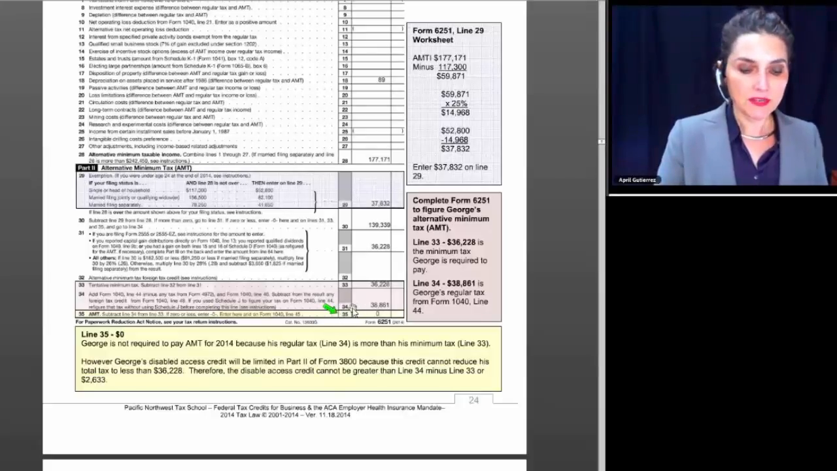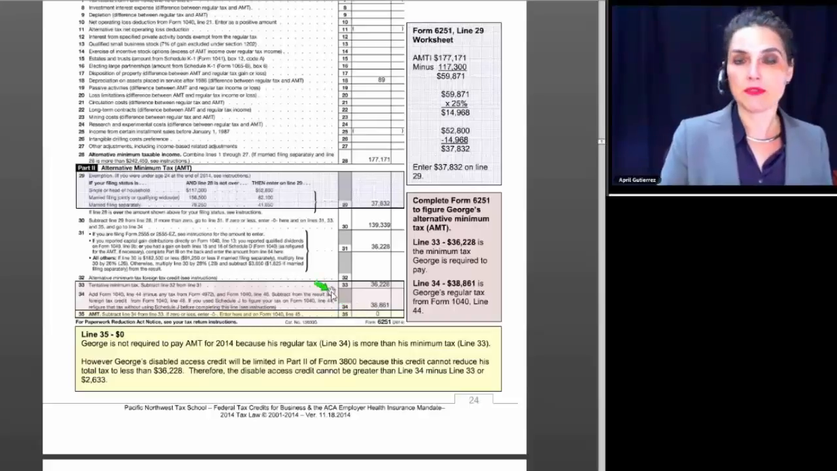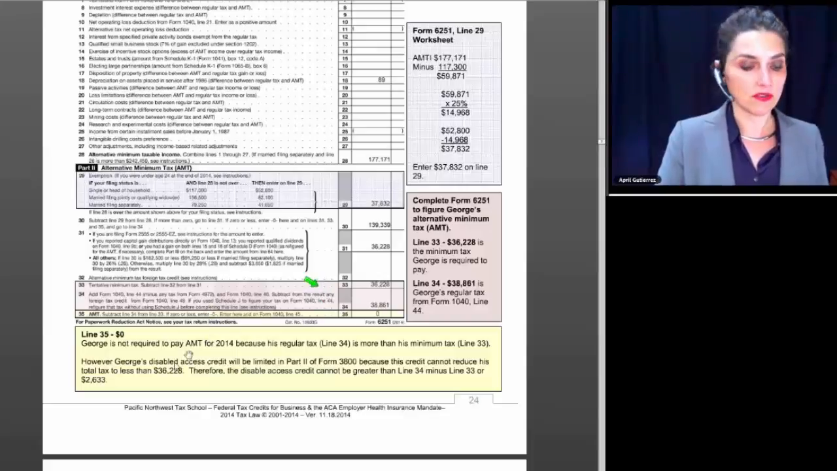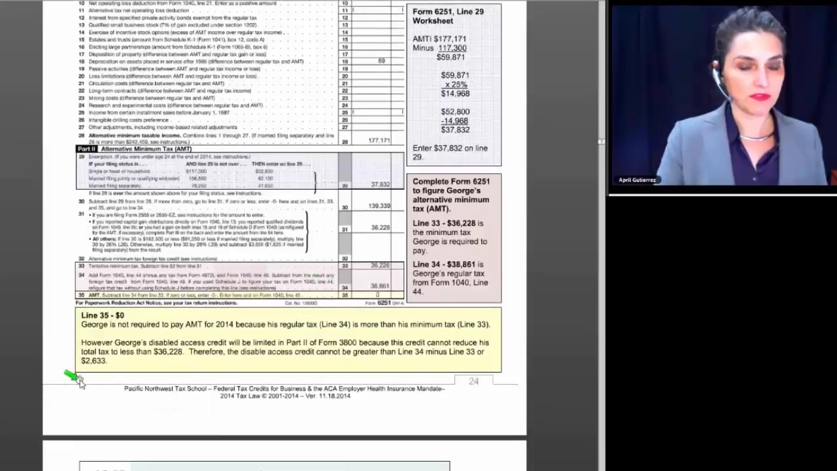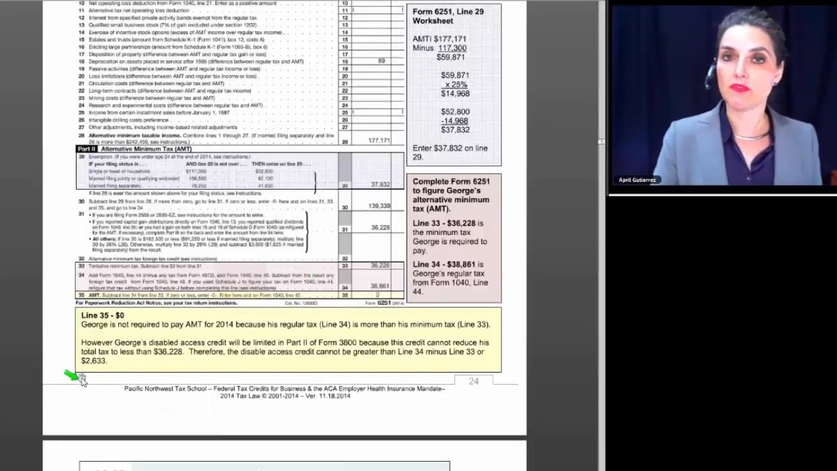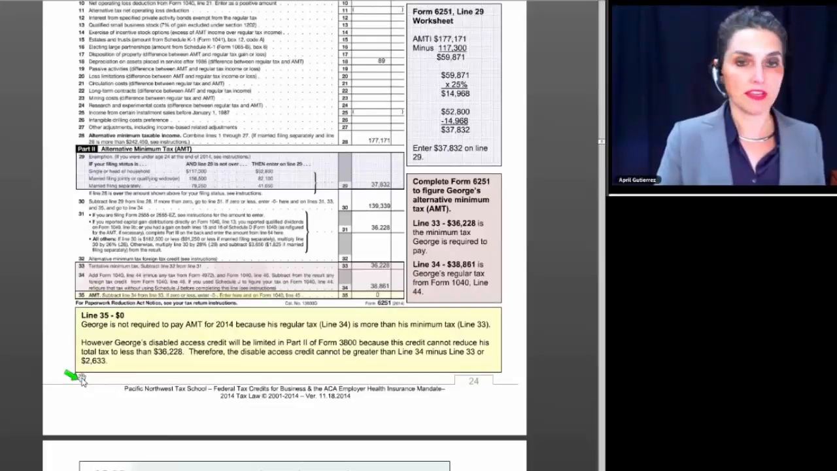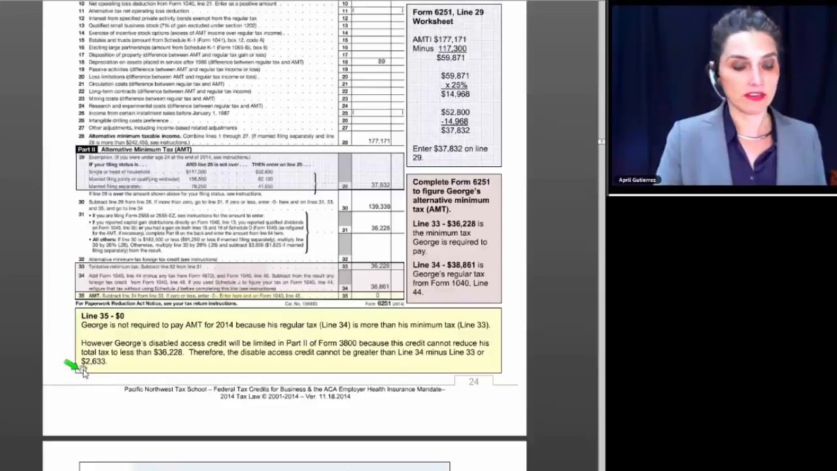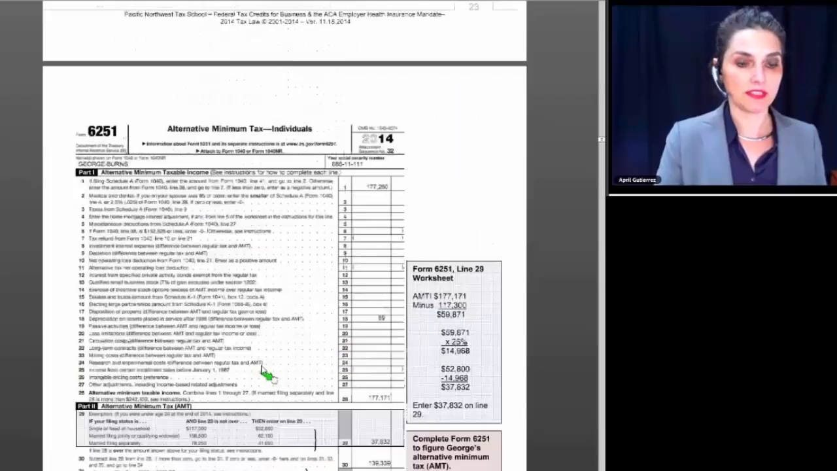However, the difference between line 34 and line 33 is clearly not $5,000, and because it's less than the amount of the disabled access credit that he's claiming, we automatically know his disabled access credit is going to be limited. In this case, the difference between line 33 and line 34 is $2,633. Ultimately, we're going to move back over to page 1 of Form 3800, and in Part 2, we're going to determine that his disabled access credit is going to be limited to this difference of $2,633.